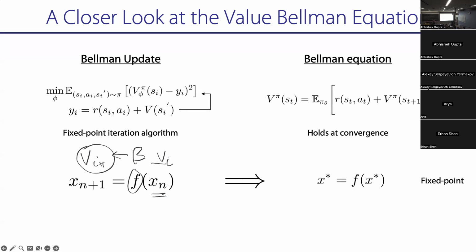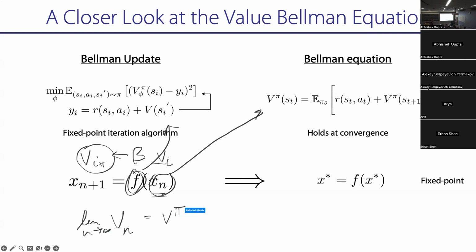Even at V pi, V pi of s is not going to be equal to V pi of s prime. But you know that this holds on the left and the right, and so you want to show that this iterative procedure converges to this. It's important to remember that x here is not a state, but a value function, and f is the procedure of Bellman projection. We want to show that that thing converges to the optimal function. So we want V_n, as n tends to infinity, to be equal to the true V pi.